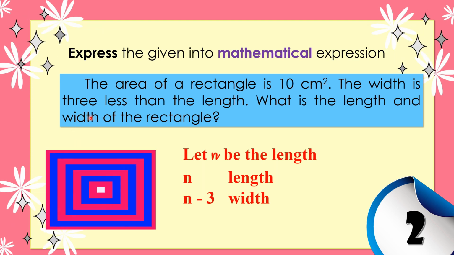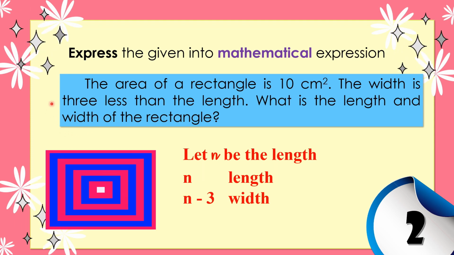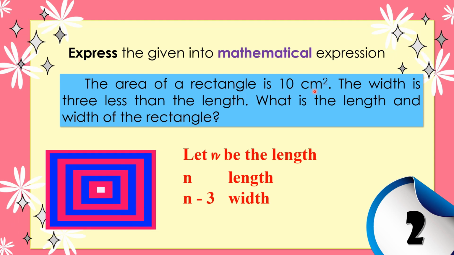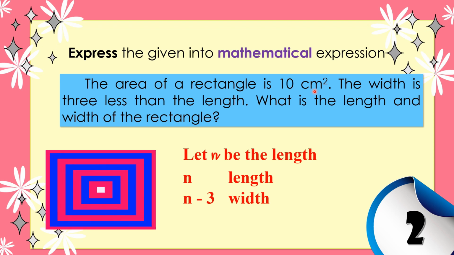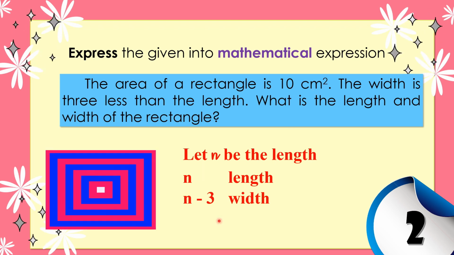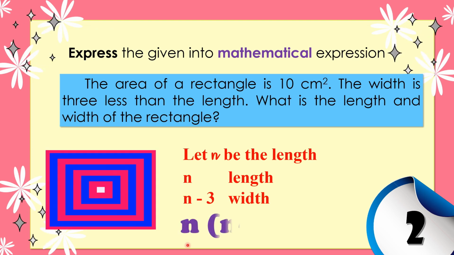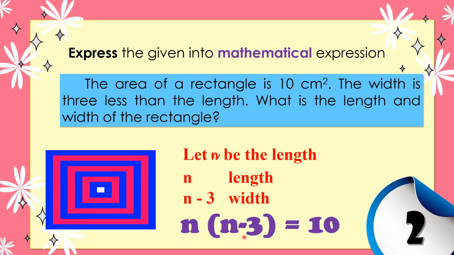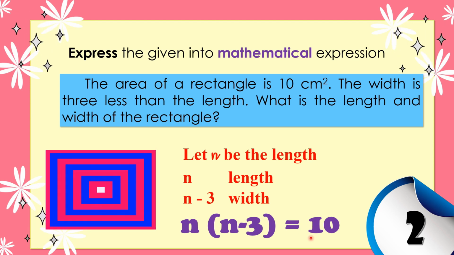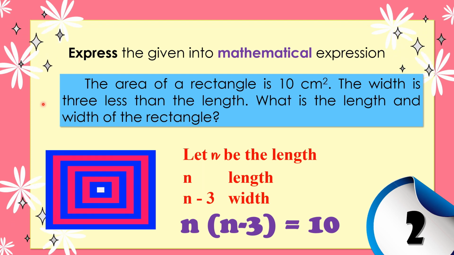And now, let us make an equation to represent the given problem. So, sabi, area ng rectangle is 10 square centimeter. So, the formula for area is length times width. So, ang mangyayari dyan is, i-multiply natin sa length and sa width. So, that is the same as n times the quantity n minus 3 is equal to 10. So, yan yung equation natin for the given problem. So, ganun lang siya kadali.